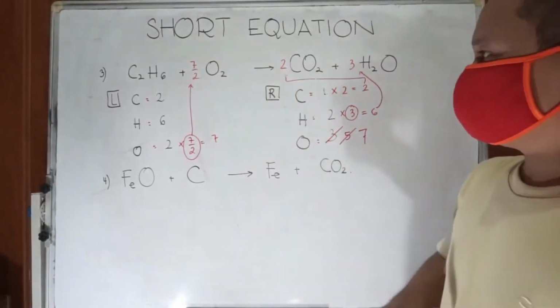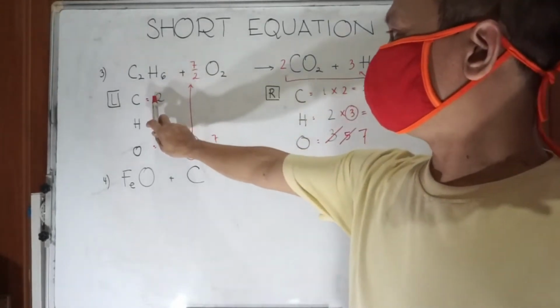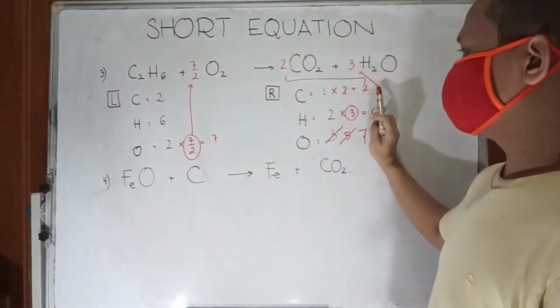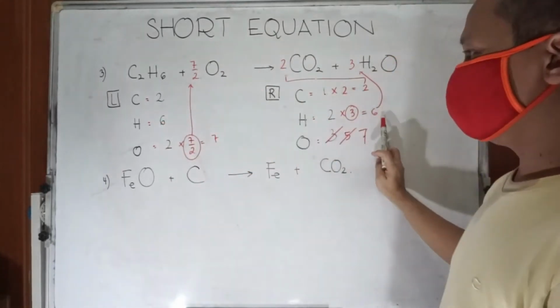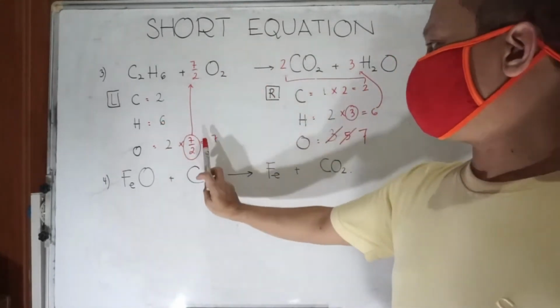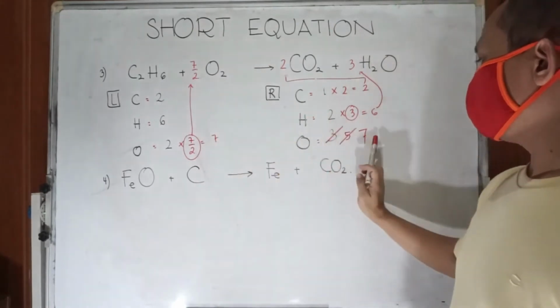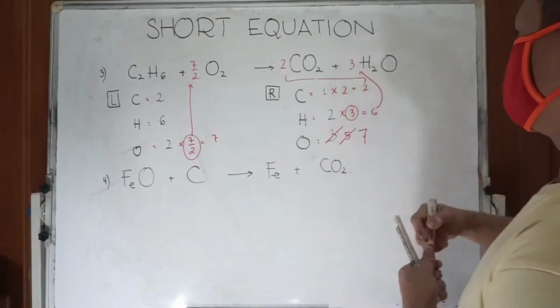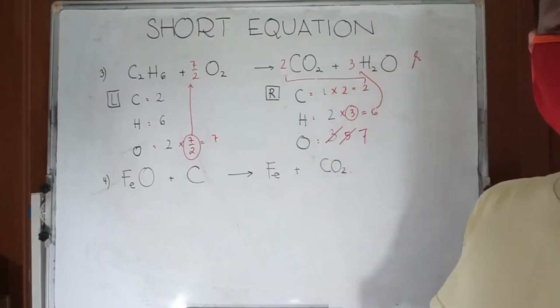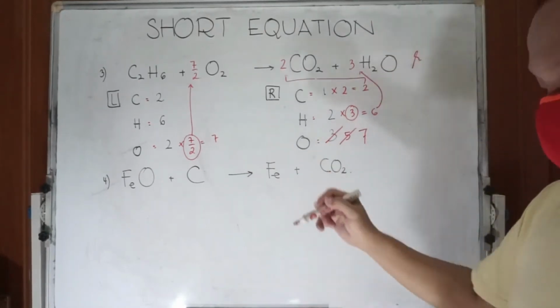Now you're going to check it. Carbon left 2, right 2, hydrogen left 6, right 6, oxygen left 7, right 7. So balance. So the equation is already balanced. Okay, go to the next question.